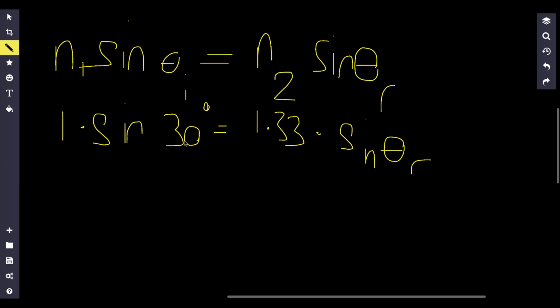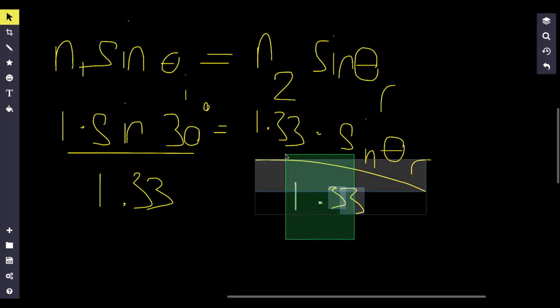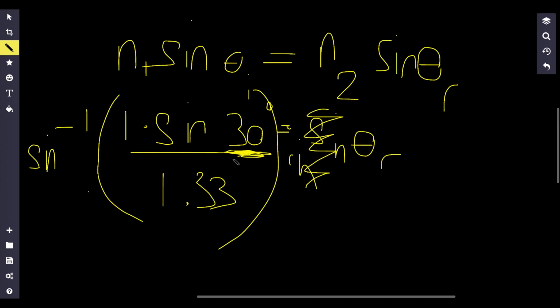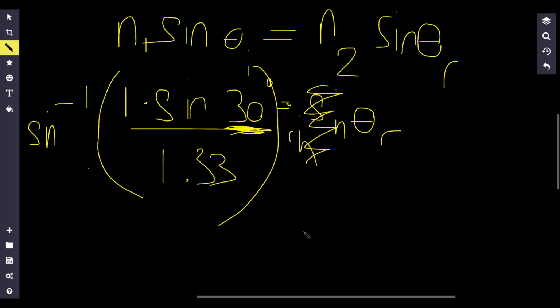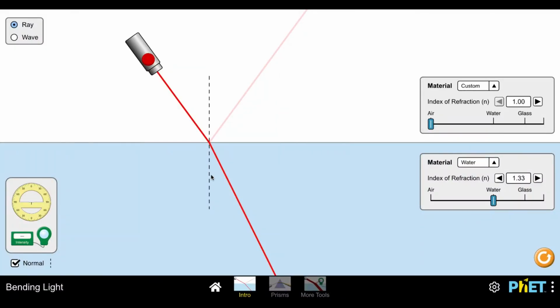At this point, you would just divide both sides by 1.33. This cancels out, and to find the angle of refraction, you take the inverse sine. Because we're dealing with angles in degrees, remember if you have a TI-84, you have to set the calculator to degree mode instead of radians mode. If you do that, you get that the angle of refraction is approximately 22 degrees. And from the looks of this, that looks pretty accurate, so I like that answer.